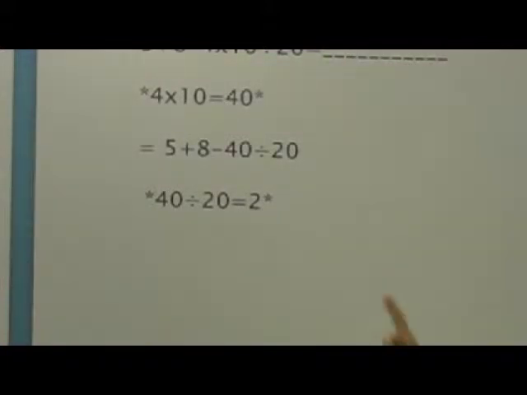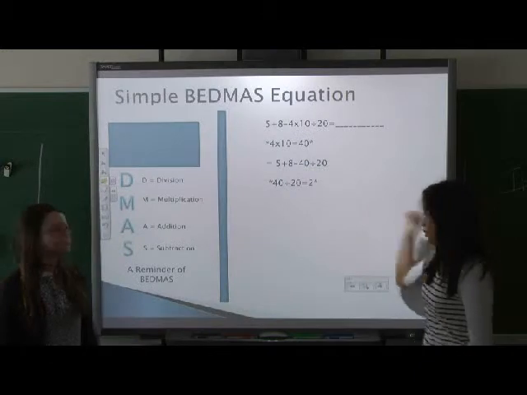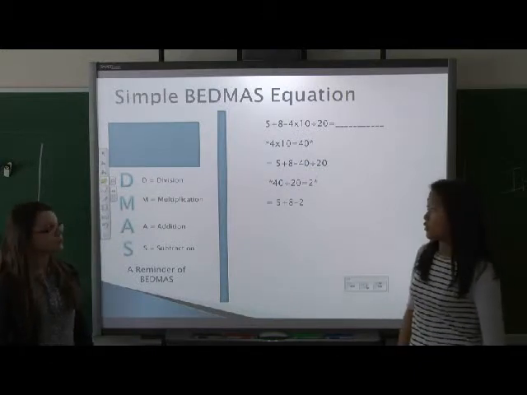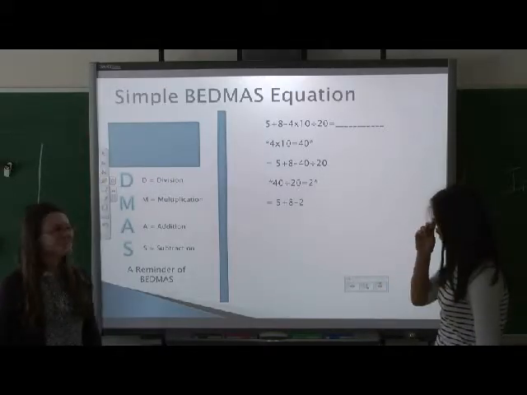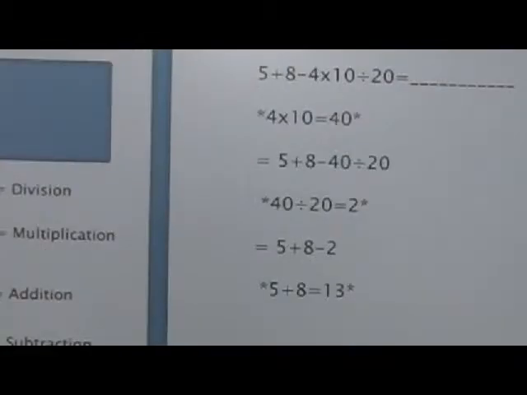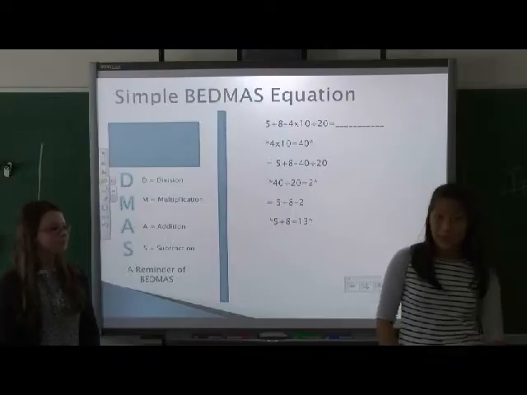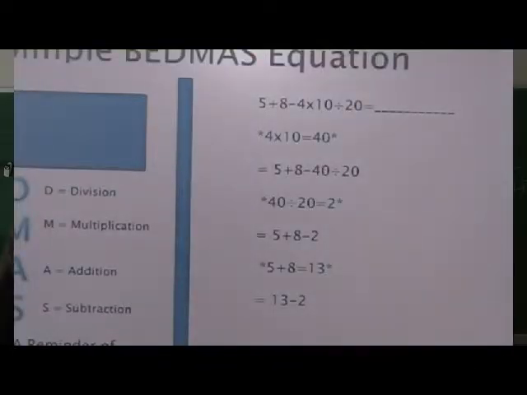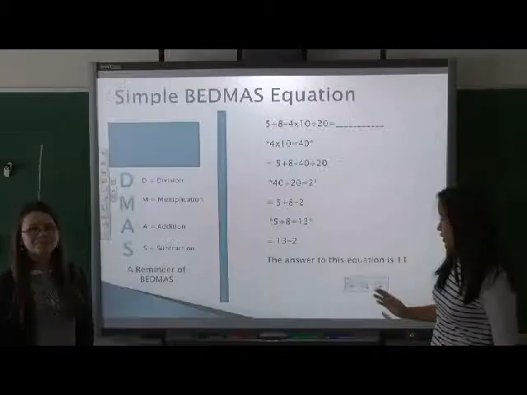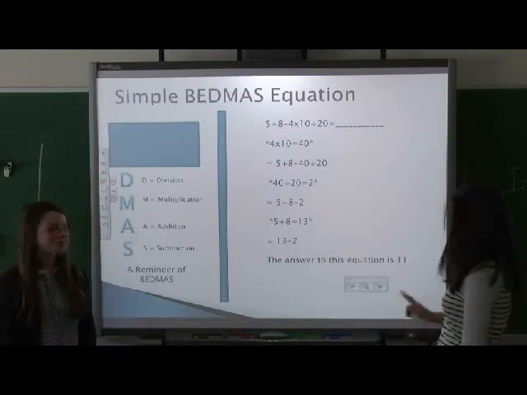So like you did the other one, take the answer and replace it in the equation. So the new equation would be 5 plus 8 subtract 2. Next we do addition, which would be 5 plus 8 equals 13. So the final equation would be 13 minus 2, and that is 11. So the answer to this equation would be 11.